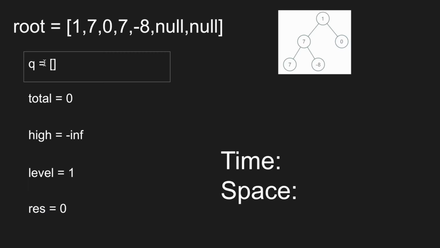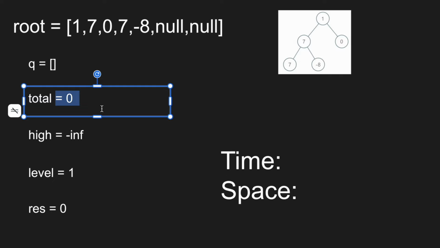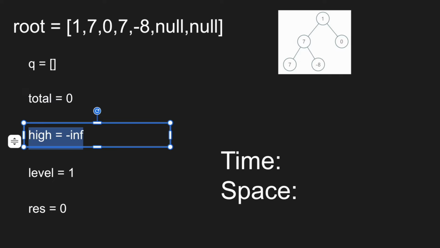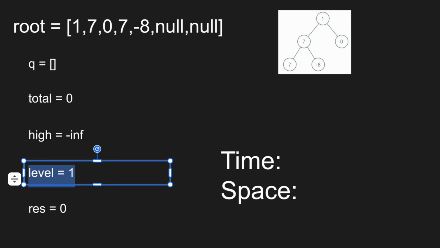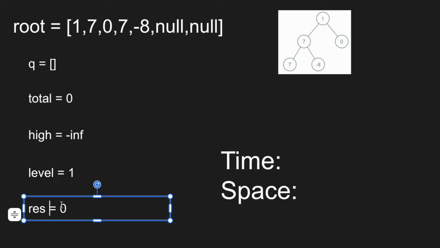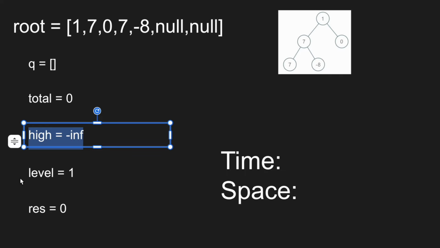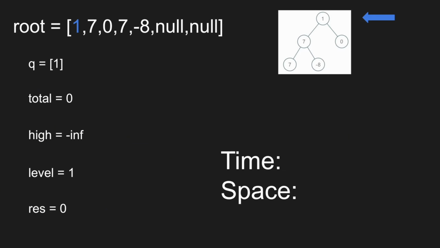Q will be the queue and total will be the total sum in the current level that we are on. High will keep track of the highest total that we have seen so far in the layers, which we will initialize as negative infinity. And level will be the current level that we are on, and result will be what we return in the end. And we will update the result every time we see a level with a new high.